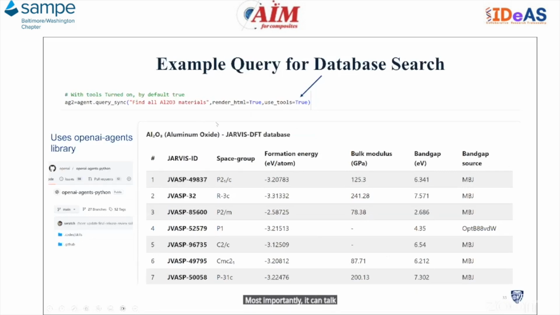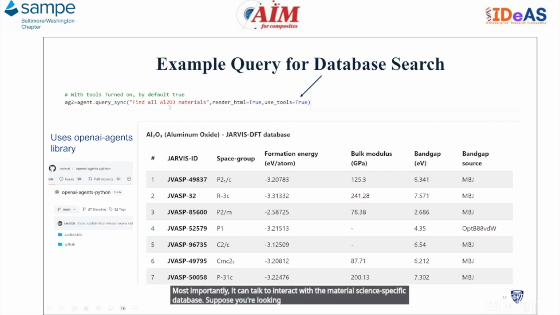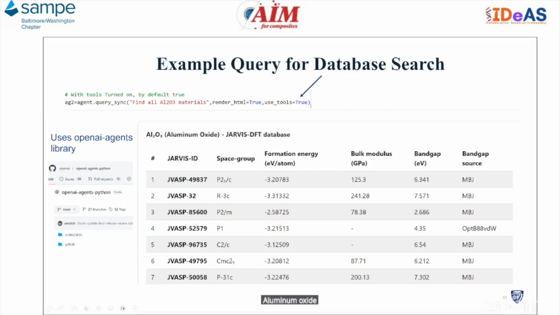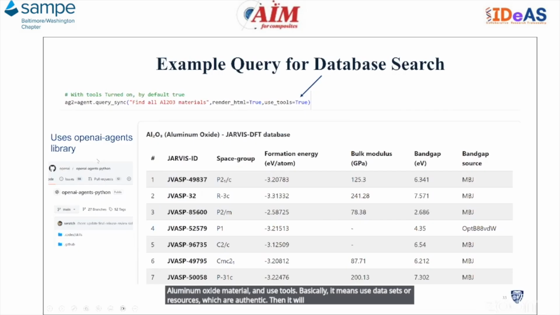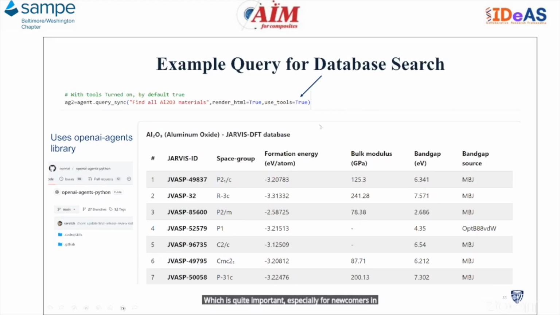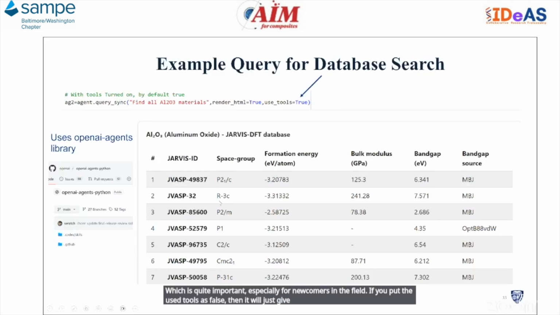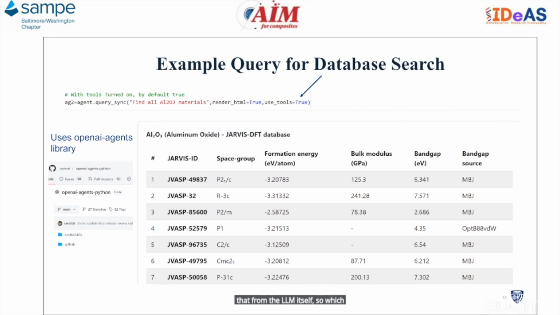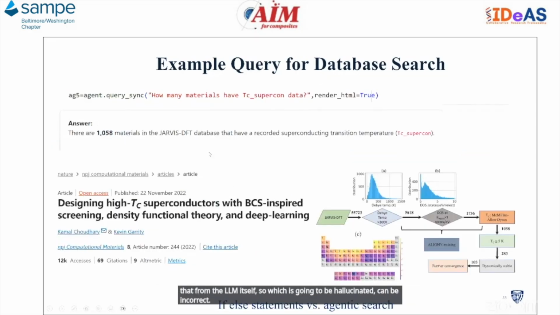Most importantly, it can interact with material science specific databases. Suppose you're looking to find all aluminum oxide materials, and use tools. Basically, it means use datasets or resources which are authentic. Then it will go talk to them, make the summary, and present the result in a nice table, and also explain what these things mean instead of just putting the numbers, which is quite important, especially for newcomers in the field. If you set use tools to false, then it will just give the data from the LLM itself, which can be hallucinated, can be incorrect.